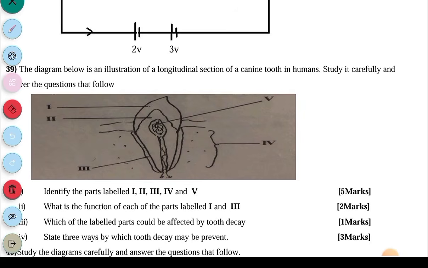3 ways by which tooth decay can be prevented. So the first way is regular checkup to the dentist. The next one is reduce sugary foods and acidic foods. Reduce too much sugary foods and acidic foods. And also brush the tooth twice daily, in the morning and then before bedtime.